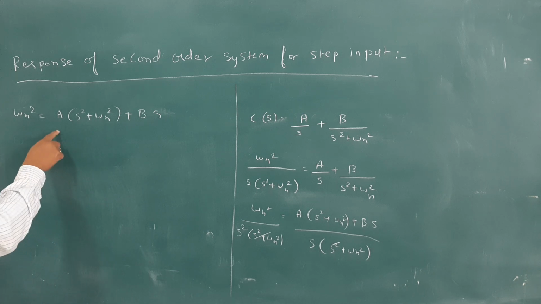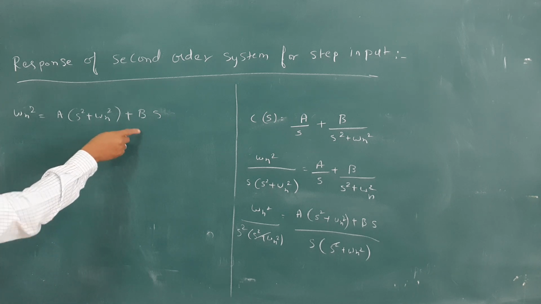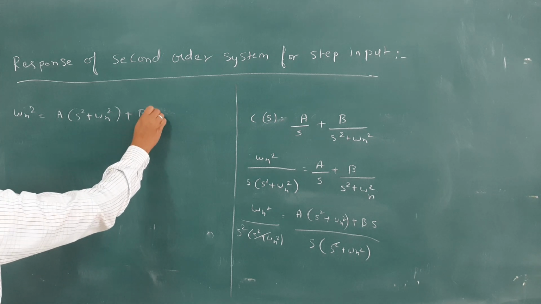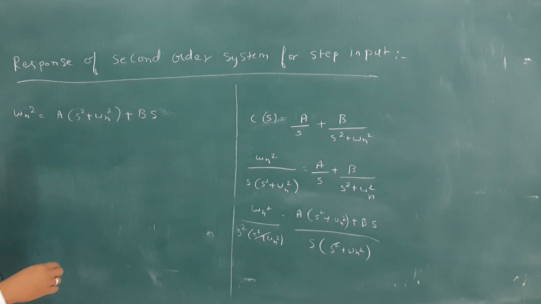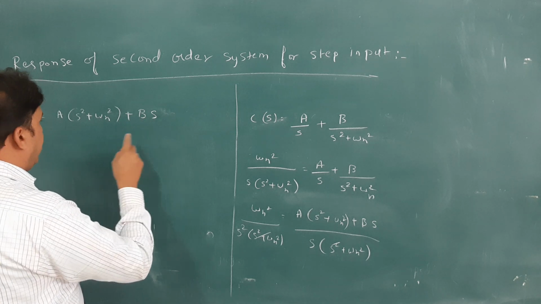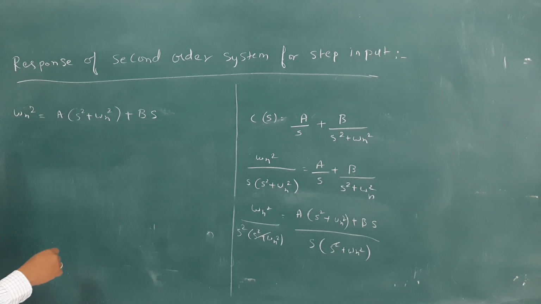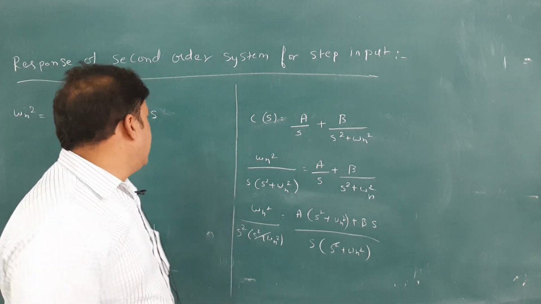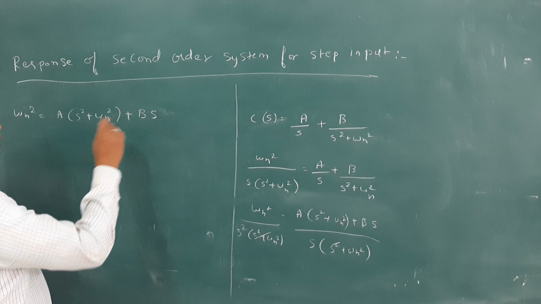Omega n square is equal to A into (s square plus omega n square) plus B s. Now here we have two values of s: one is s equal to 0, and the other is where s square plus omega n square is equal to 0. So s square is equal to minus omega n square is one value, and s equal to 0 is the other value.